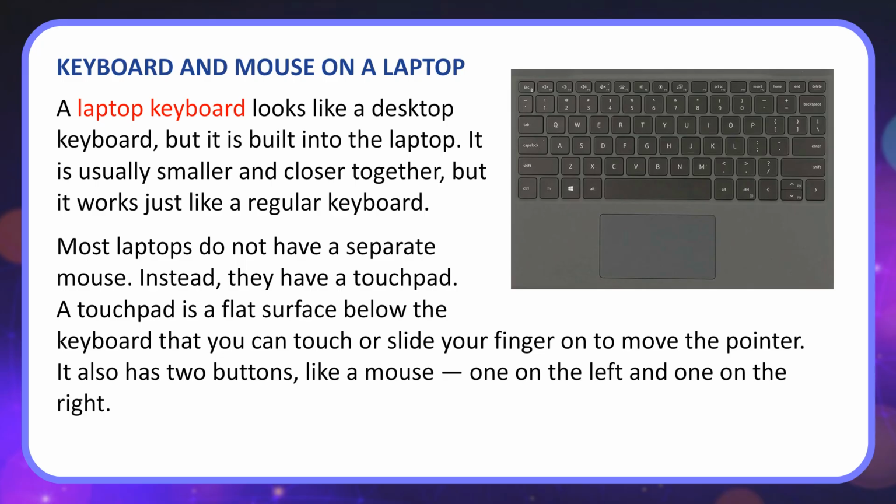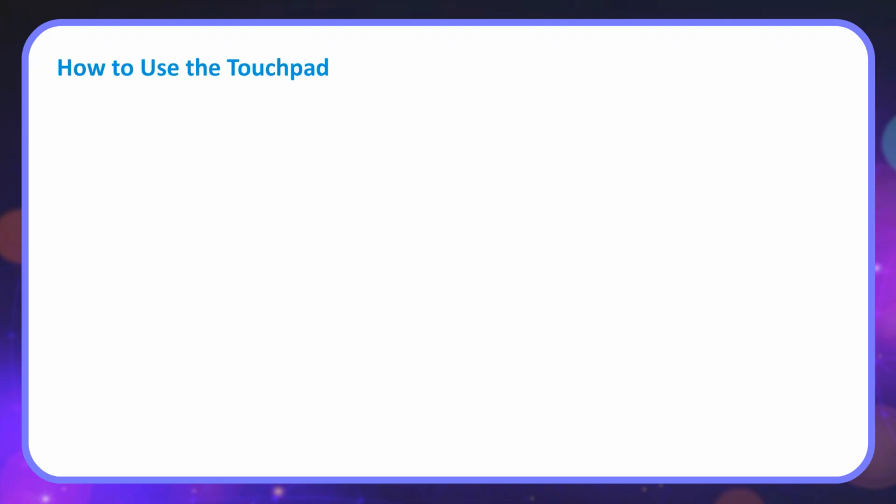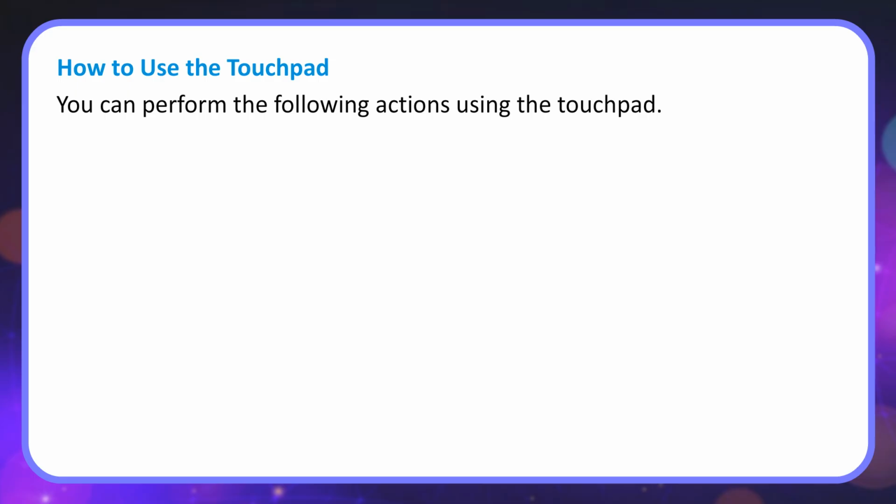A touchpad is a flat surface below the keyboard that you can touch or slide your finger on to move the pointer. It also has 2 buttons, like a mouse, one on the left and one on the right. How to use the touchpad? You can perform the following actions using the touchpad.